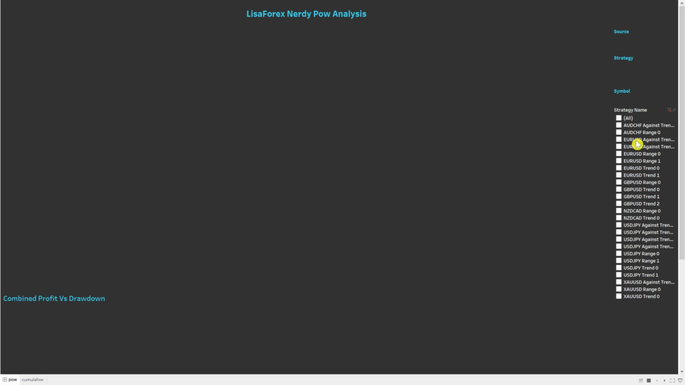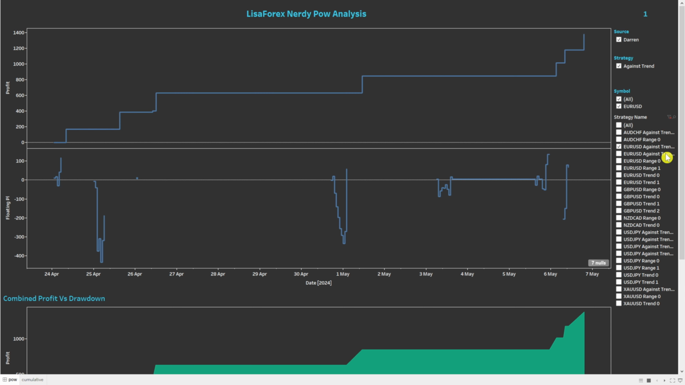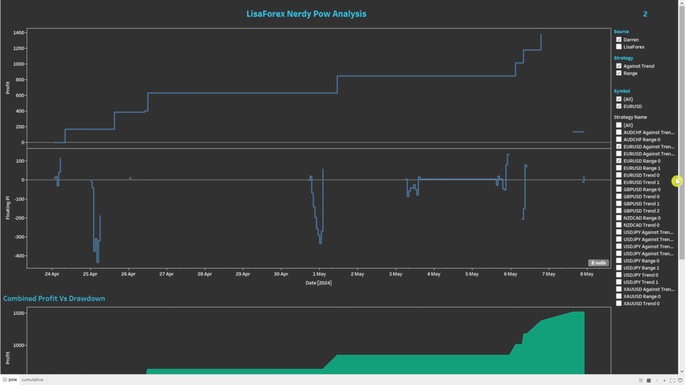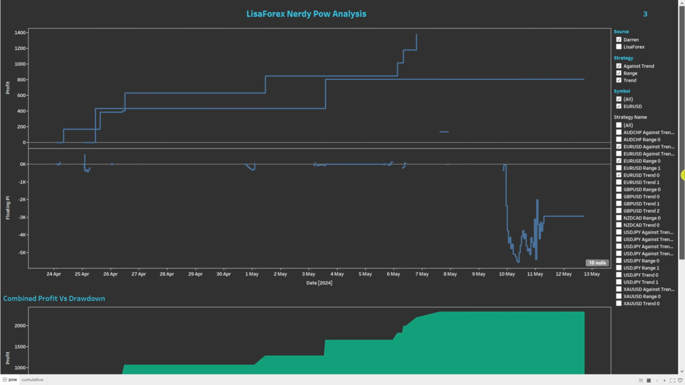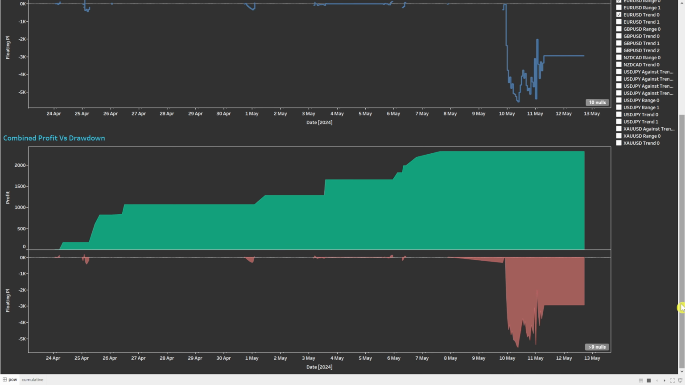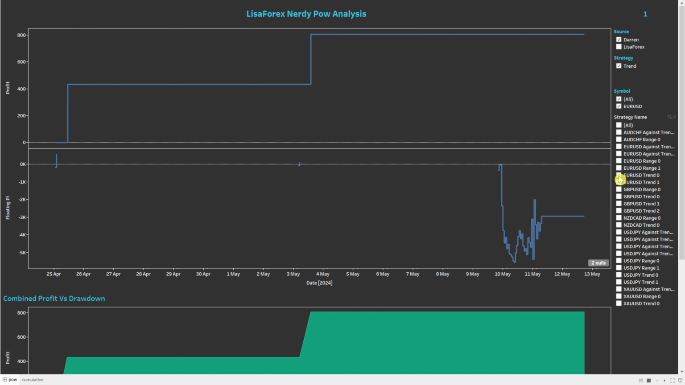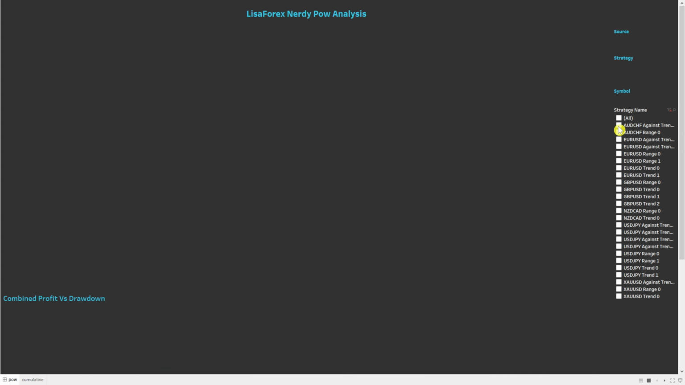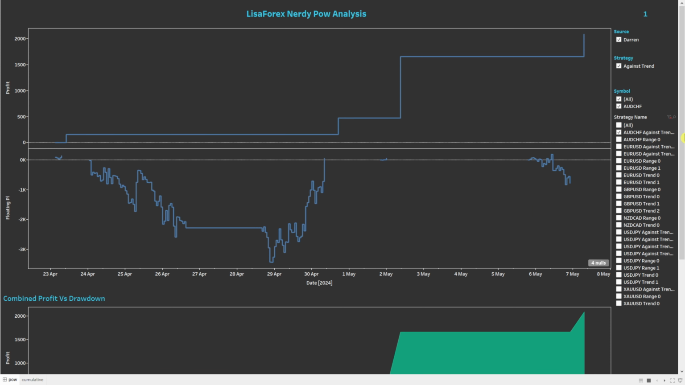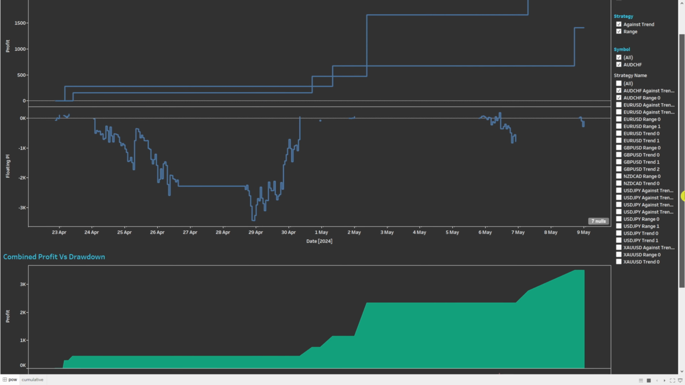If we're not going to use 2 Euro USD against the trend strategies in one portfolio, let's just pick one, and then we're going to pick one range strategy, and we're going to pick one trend strategy. Remember, this is on a 100K account, and what would the past 1 month of trading look like? We've made a total profit of $2,300, and the drawdown is $5,500, which is not bad considering this is a 100K account. But let's see if we can improve those odds. Next, I'm going to pick the 2 Aussie Swiss franc strategies, one against the trend and one range.